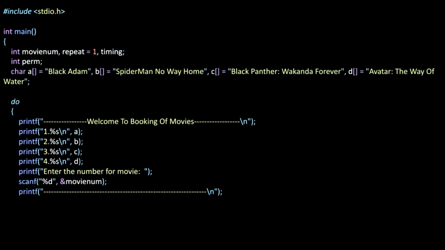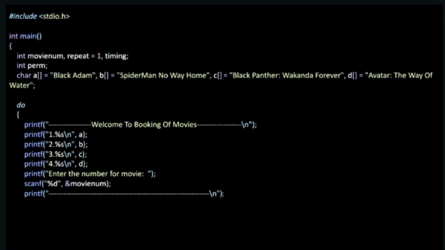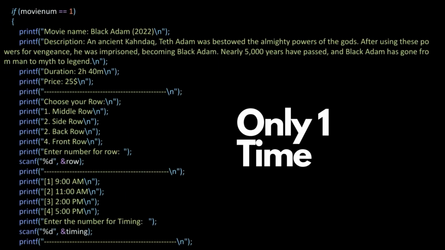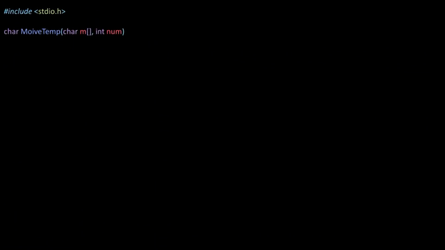Now if I want to print a movie name anywhere, I can just use variables instead of writing the same big name again. So these first things now look organized. Now in the if statement, I want to write this very long code only one time. To achieve this, first I will make a function which prints this long code according to the movie number and movie.